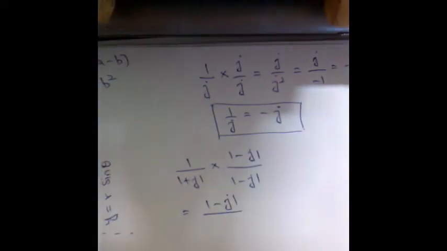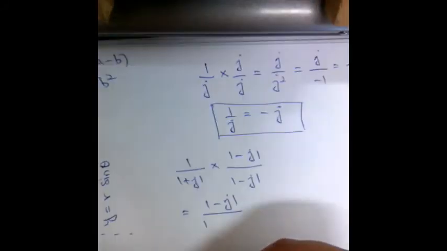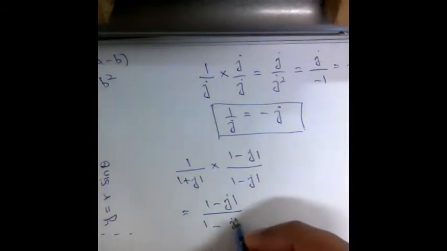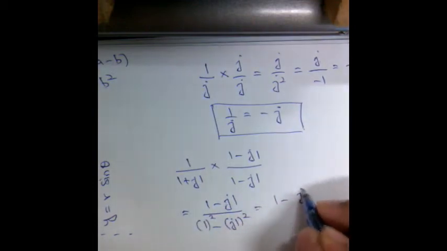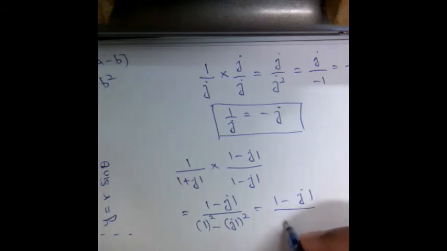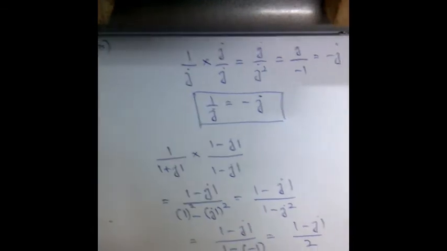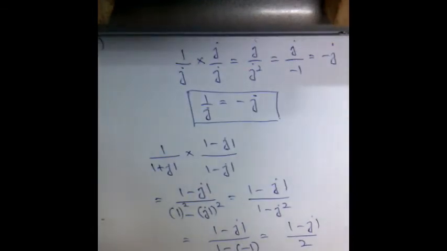So this becomes 1 minus j1 over 1 square minus j1 square. So this becomes 1 minus j1 over 1 minus j square. J square is minus 1, so this is 1 minus j1 over 1 plus 1. This becomes 1 minus j1 over 2. So we get rid of the complex quantity from the denominator.